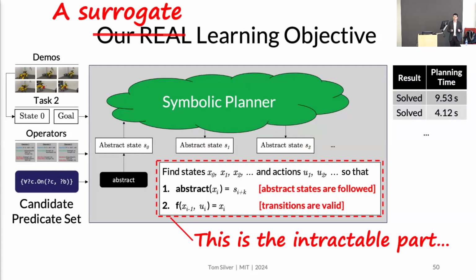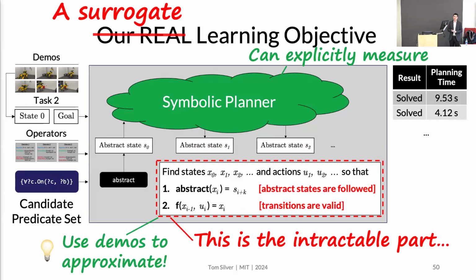And we'll start by noting that really the thing that's most intractable about this entire procedure is this inner continuous optimization part, especially when we're talking about predicates that are not sufficiently rich early on to serve as useful constraints for this continuous optimization. On the other hand, we can explicitly run a symbolic planner and record the amount of time taken, because these are very fast planning techniques that we can measure. So we're going to use the demonstrations that we have to come up with an approximation of this inner intractability.